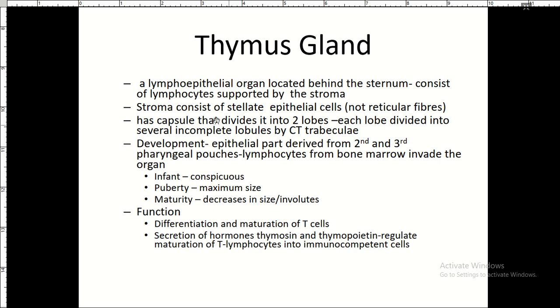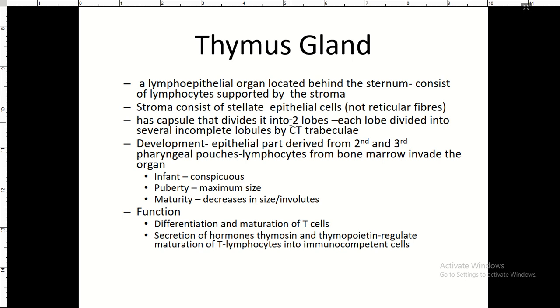So a lymphoepithelial organ located behind the sternum consists of lymphocytes suspended by the stroma. Take note, in the stroma there are what you call stellate epithelial reticular cells. We have no reticular fibers in the thymus. NB, no reticular fibers. Typical MCQ question.